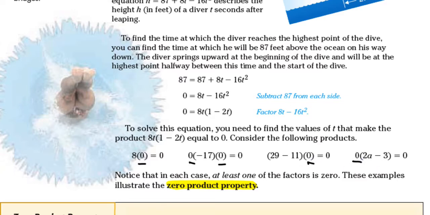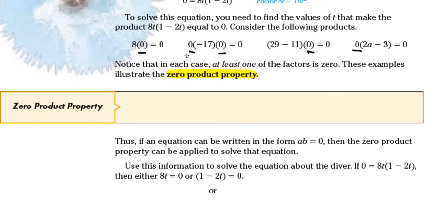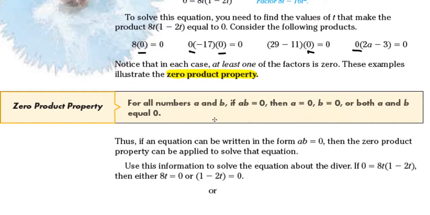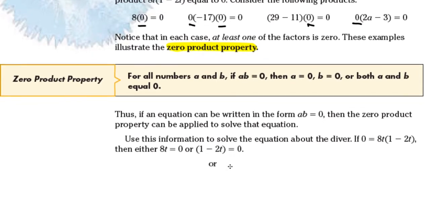So one of the factors is 0, which brings us to the zero product property, which states this: for all numbers a and b, if ab is equal to 0, then at least a is 0 or b is equal to 0, or both of them are equal to 0. Thus, an equation that can be written in the form ab equals 0 can be solved by applying the zero product property. Use this information to solve the equation about the diver.